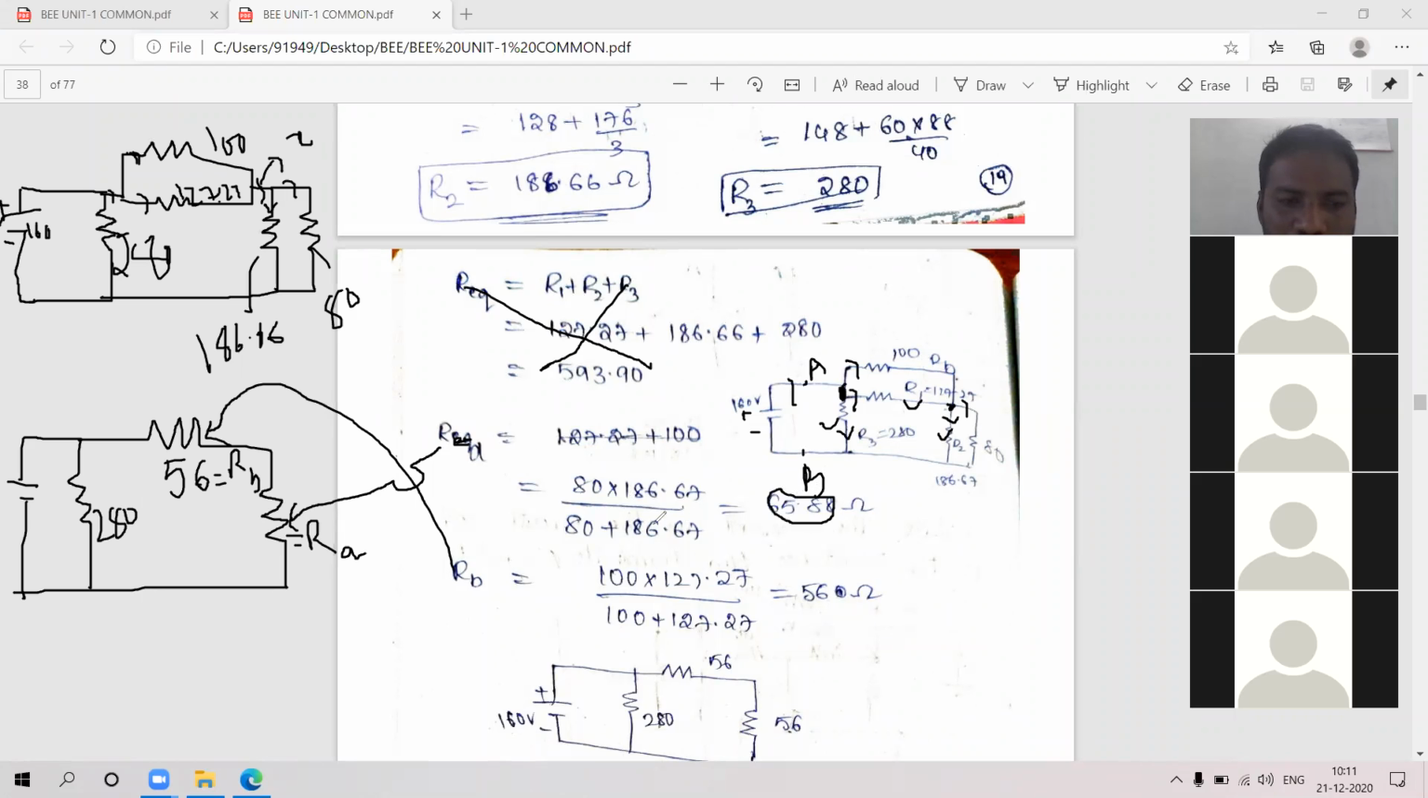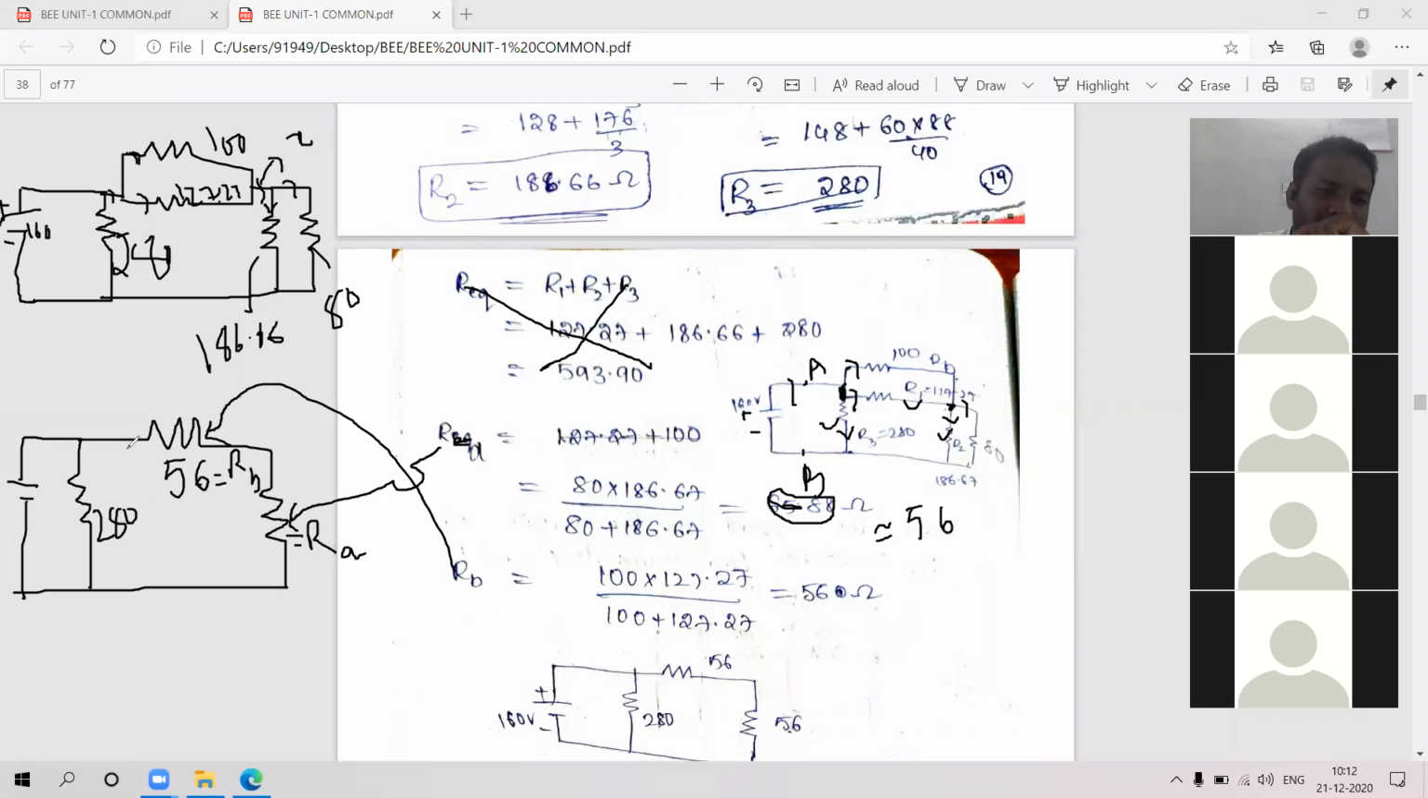How much did you get? Work it out in Calci. 80 into 186.67 divided by 80 plus 186.67. What's the value you got? Please answer. Anyone? You people not using calculators? 56 point... Okay, this is 56.12, sir. Okay, so approximately we are considering it as 56. 56 ohms I am considering here.